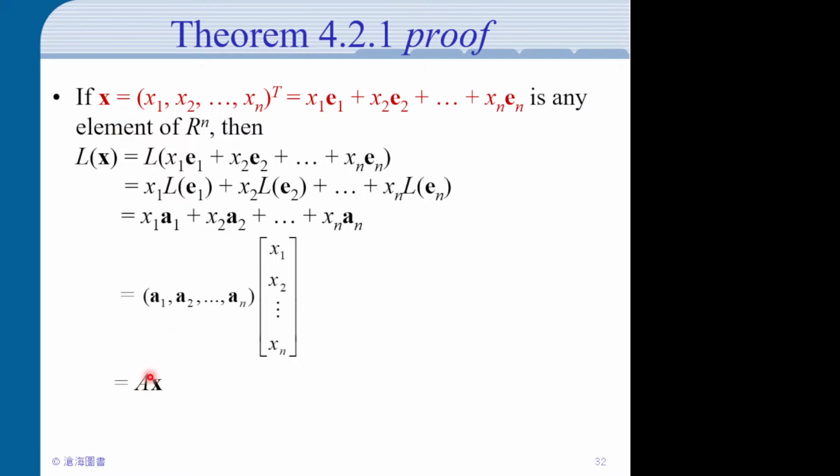So we have all those equations put together. We see that L of x equals A times x. And we didn't restrict x at all. x is whatever it is, so this is really true for every x. Okay, so that's a proof.